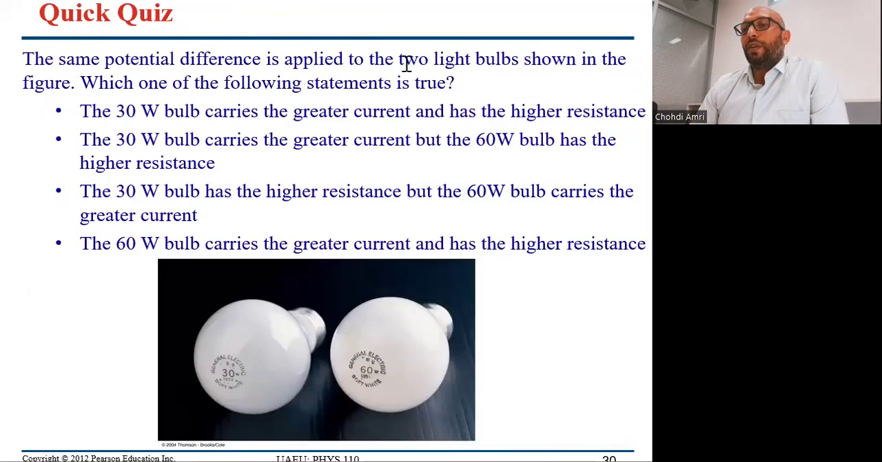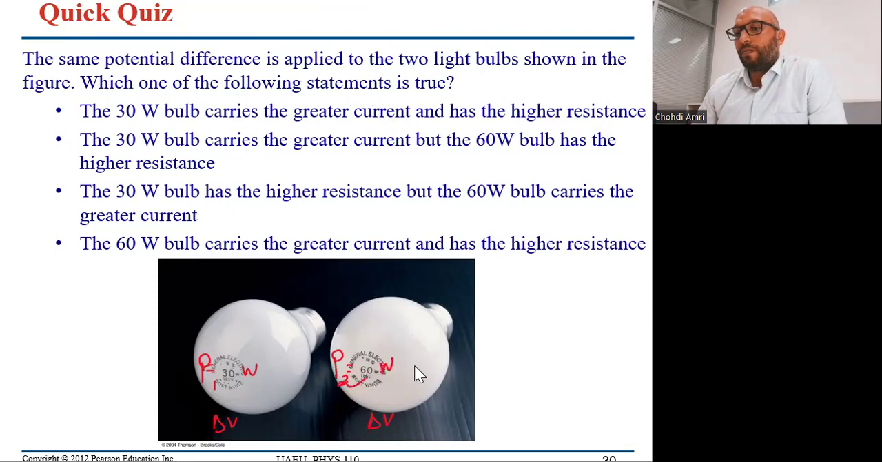The same potential difference is applied to two light bulbs. The two light bulbs have the same delta V. Which one of the following statements is true? The 30-watt bulb carries greater current and has higher resistance. What is the difference between the two light bulbs? The power of the first one is 30 watts, the power of the second one is 60 watts.